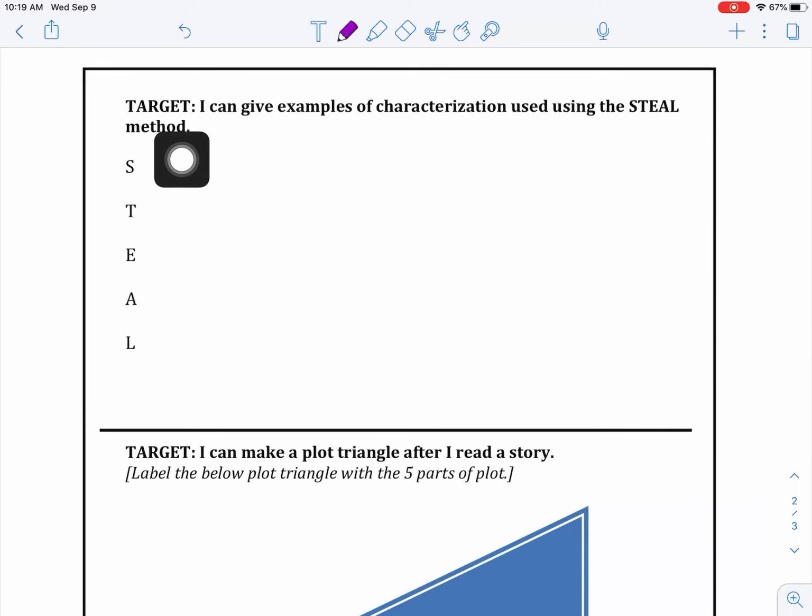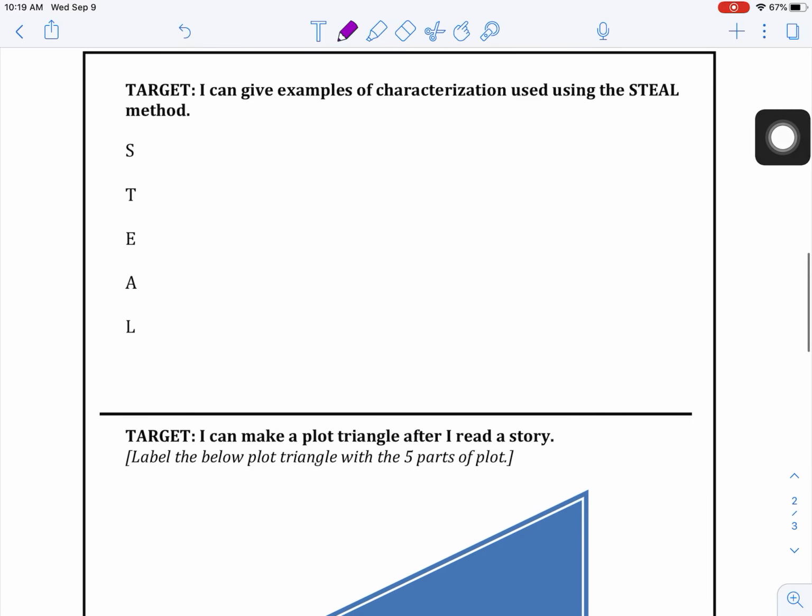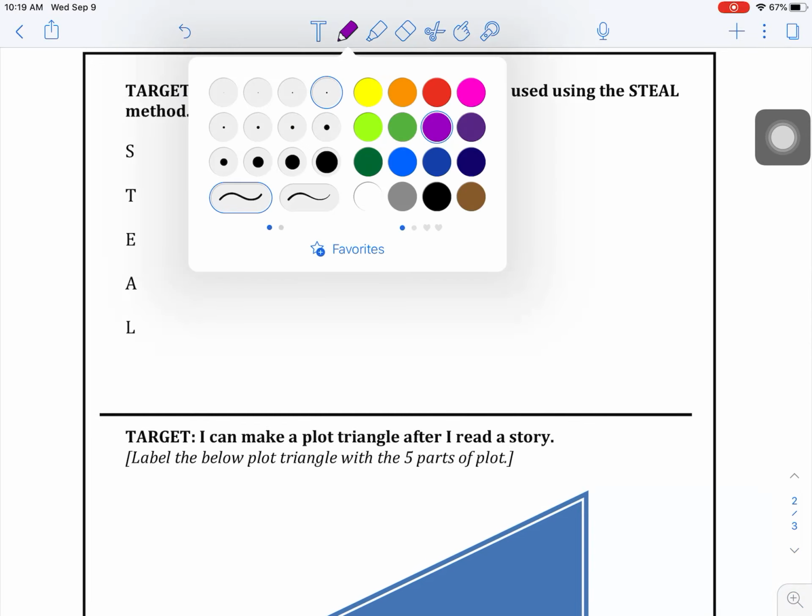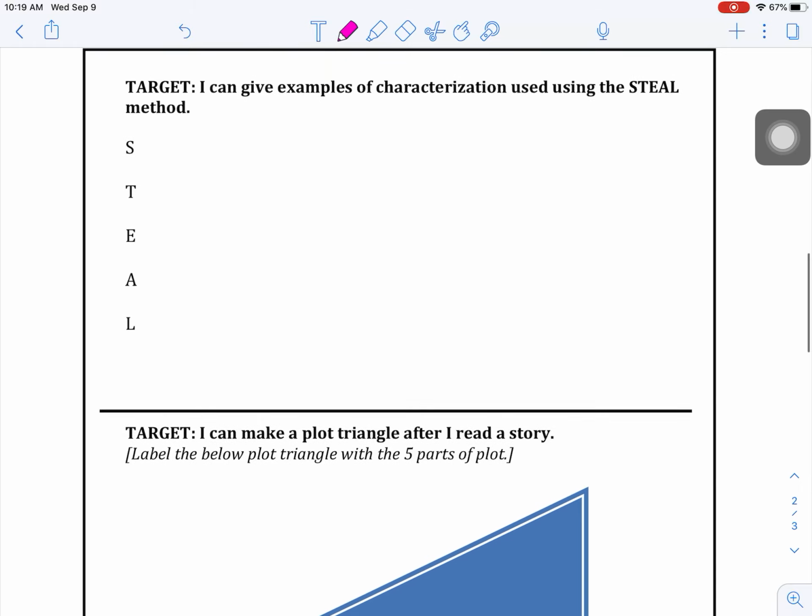We're going to look at how you can give examples of characterizations using what we call the Steele method. And a few of you may have learned this in elementary school, but it's probably new to most of you. And the Steele method is the various ways an author teaches the readers about his or her characters. So we learn about characters based upon S, which is their speech. We learn about a character based upon what they say.